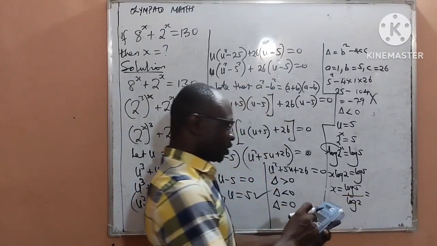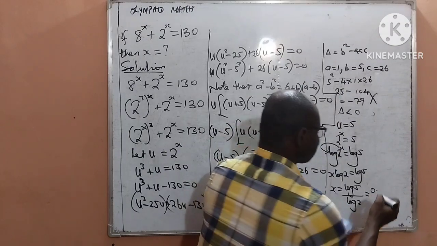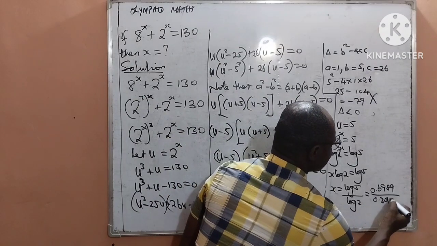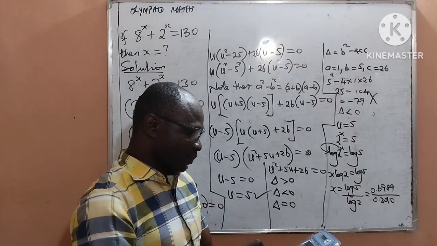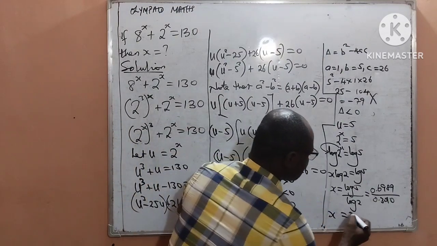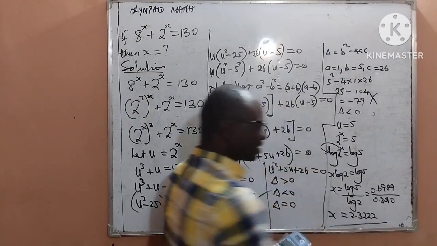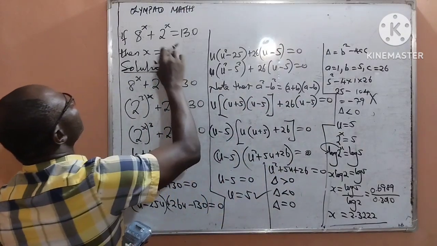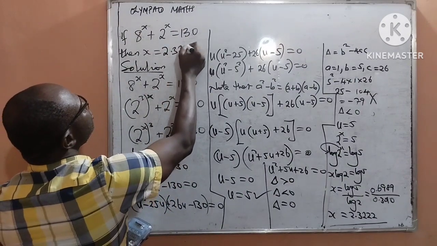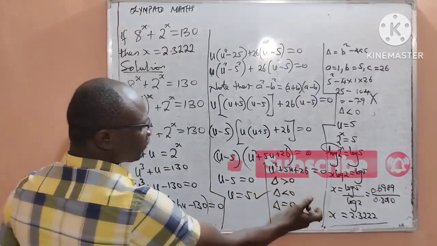What is log 5? Log 5 is equal to 0.6989, whereas log 2 is 0.3010. So we divide it by 0.3010. And this will now be the value of x in the given question, 2.3221. Okay? This is the value of x. So in conclusion, the value of x in the given question is 2.3222.